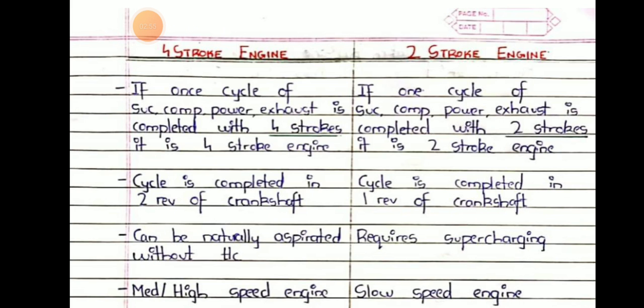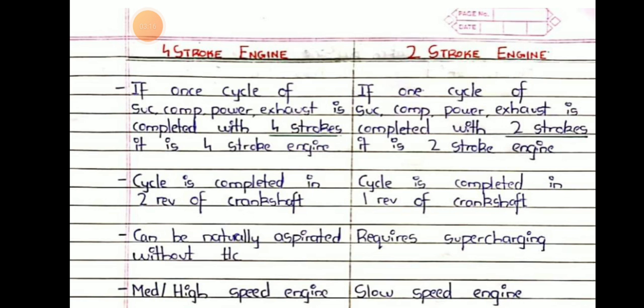Let's conclude the session. In 4-stroke, if one cycle, that means suction, compression, power, exhaust, is all completed within 4 strokes, it is known as a 4-stroke engine. Same in the case of 2-stroke: if one cycle, that is suction, compression, expansion, exhaust, is all completed in 2 strokes, it is known as a 2-stroke engine.